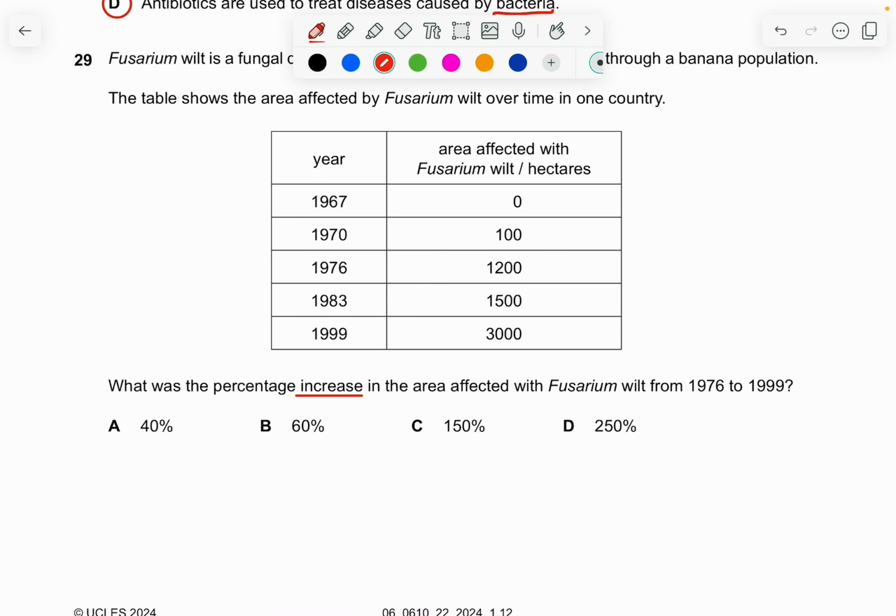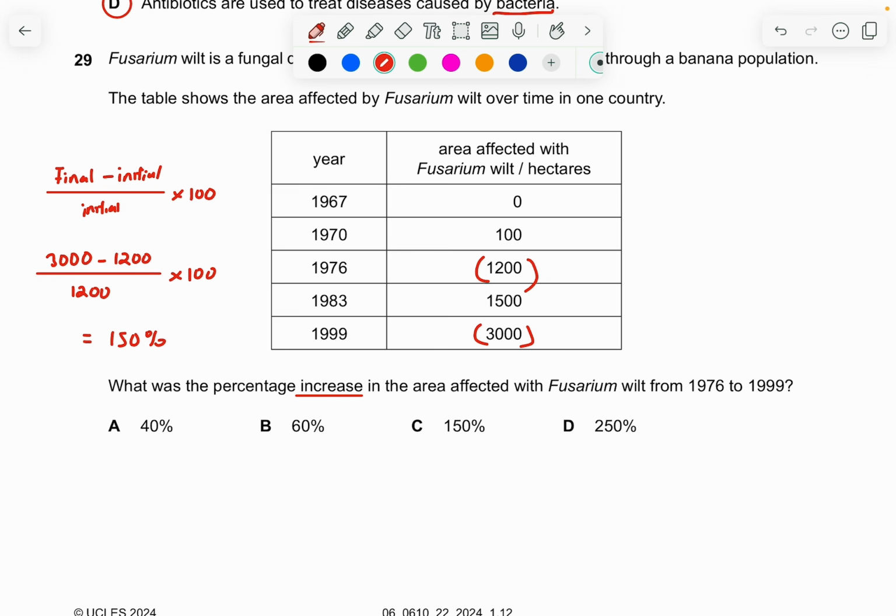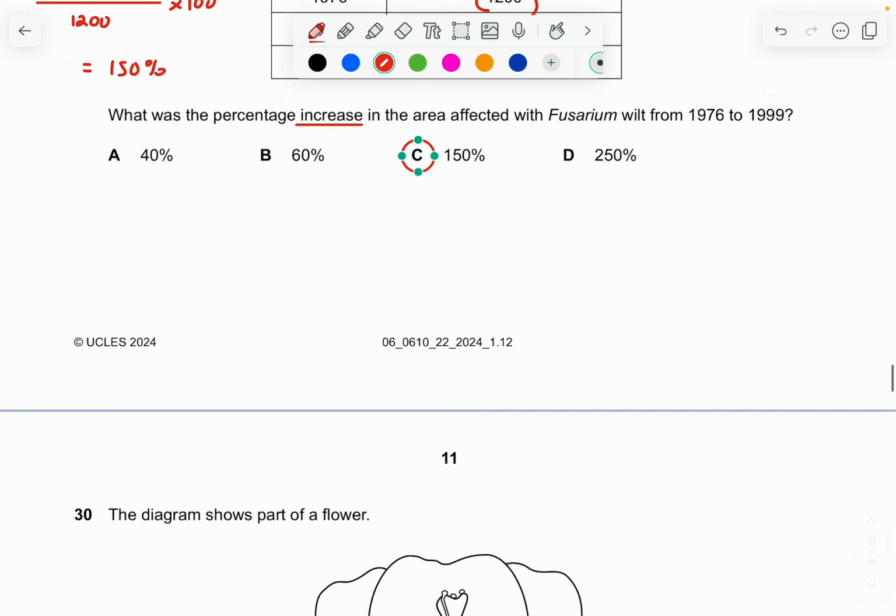Alright, so how are you going to solve this one? Percentage increase is always calculated by using final minus initial, divided by initial, times 100. So you want to get this value and this value, and you find the percentage increase. So it will be 3000 minus 1200, divided by 1200, times 100. So the answer is 150%. So the answer is C.